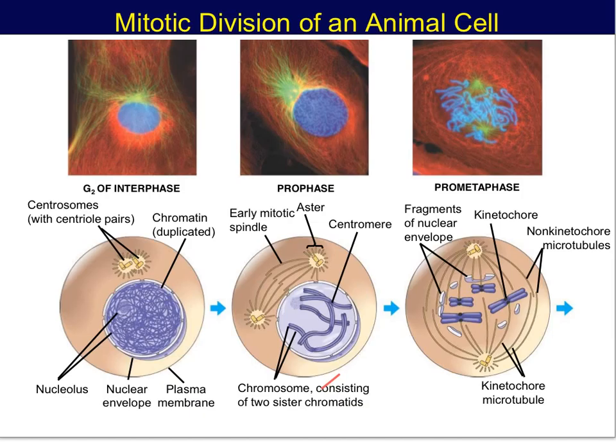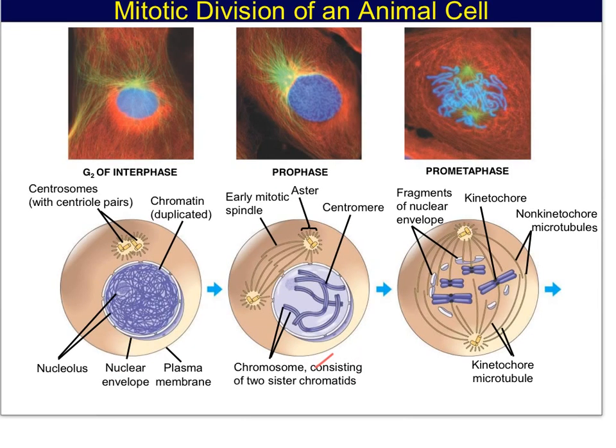So we start with the end of G2 of interphase. The cell's been growing and it's ready to start doing mitosis. As you can see, we have centrosomes and these centriole pairs, and they will split apart. All the chromatin is inside. The outside is the nuclear envelope, which is going to break down. Plasma membrane. There's the nucleolus in here, you can't really see it.